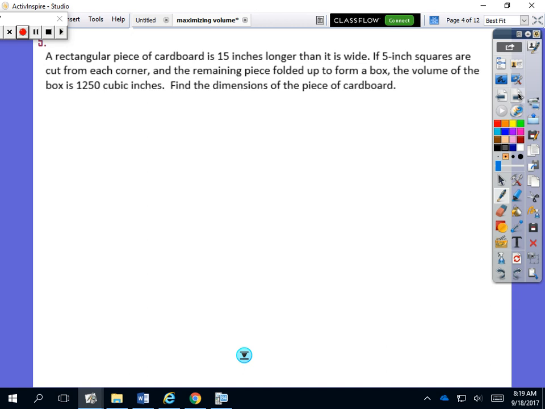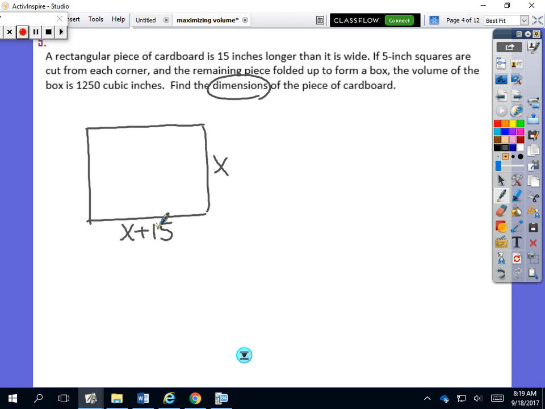So remember, dimensions: we've got 3 dimensions because it's a rectangular prism. So we have length, width, and height for dimensions. That's that word that sometimes we're not sure what it means. And then you've got a rectangular piece of cardboard. So I'm going to draw my rectangle. We always need to draw a picture for these. It's 15 inches longer than it is wide. So if I know the width is x, 15 inches longer than x would just be x plus 15.